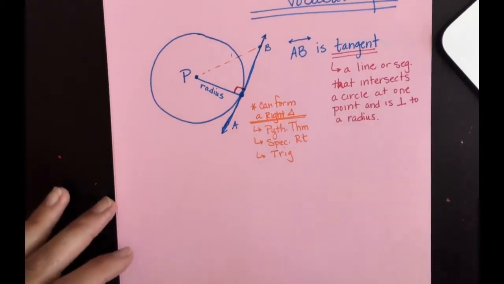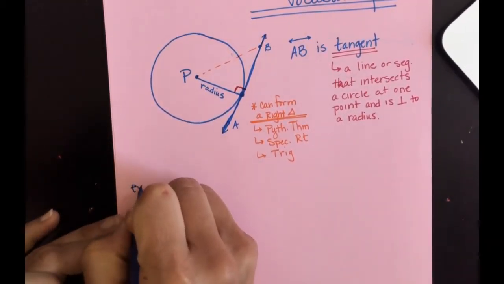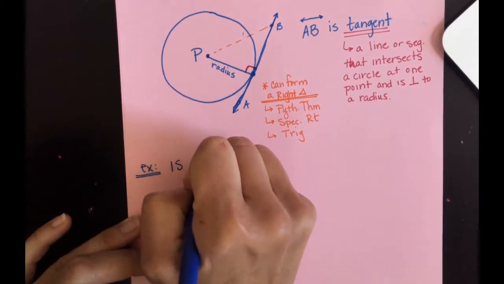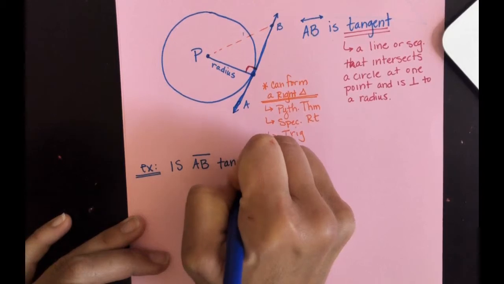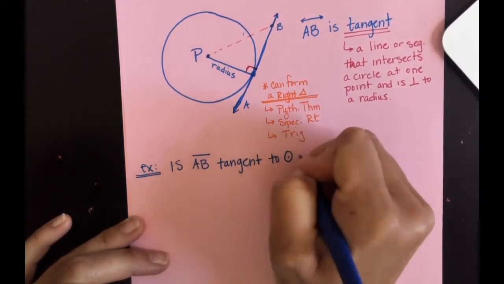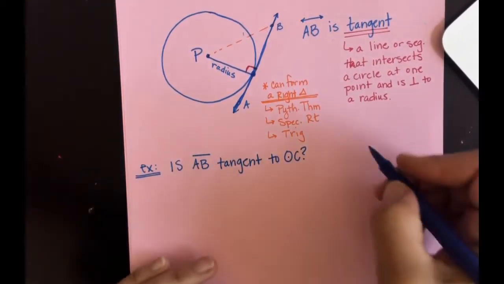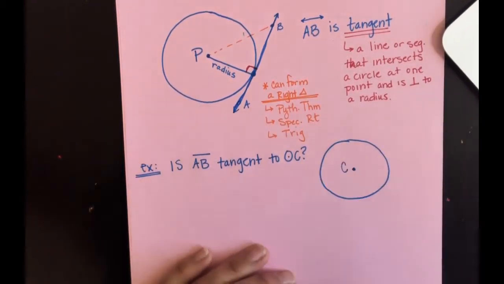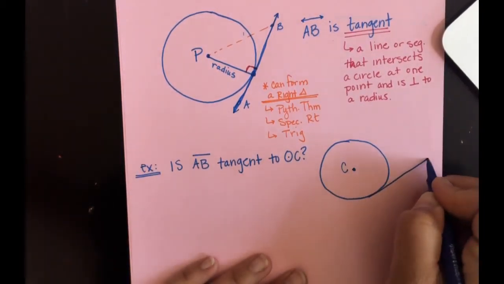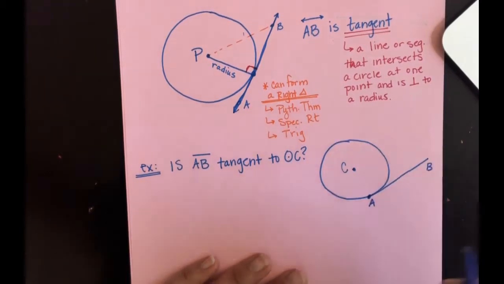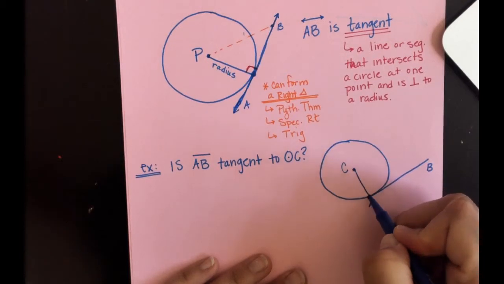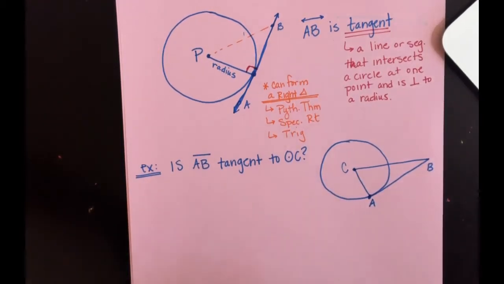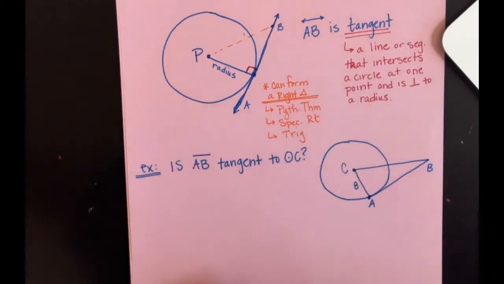So let's talk about what that's going to look like. Let's give one example. So is AB tangent to circle C? And we're going to draw our circle. Here's our center, circle C. We're going to draw AB here. And here is our radius. Here is this, and I'm going to tell you that the radius is 8.